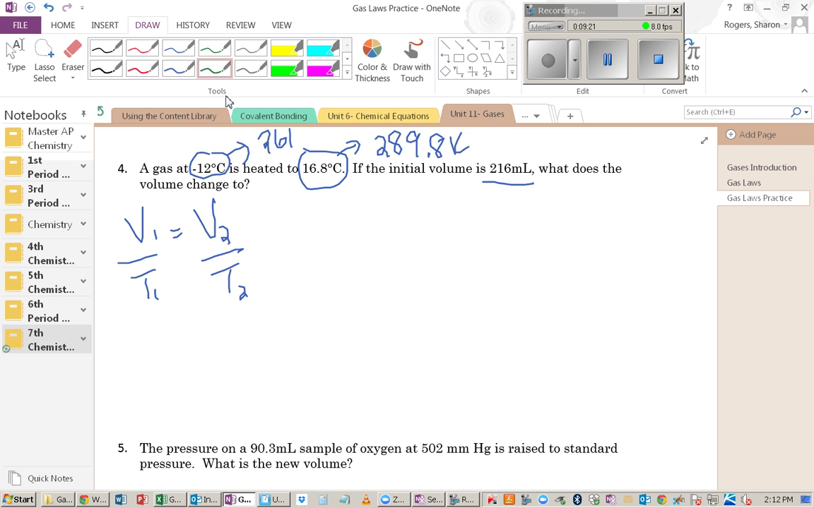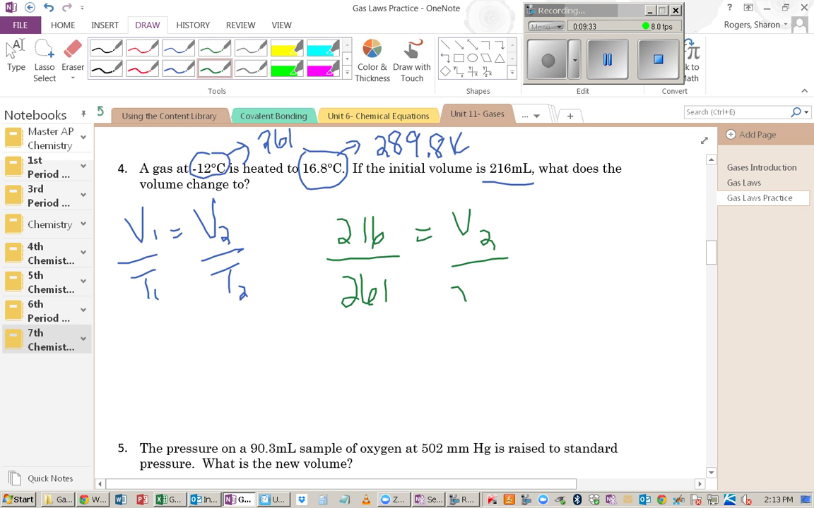So now I'm just ready to plug everything in. 216 over 261 is equal to V2 over 289.8. So you can cross multiply on that one, and that would be fine. And when you solve for V2 via cross multiplication, you should get 239.83.